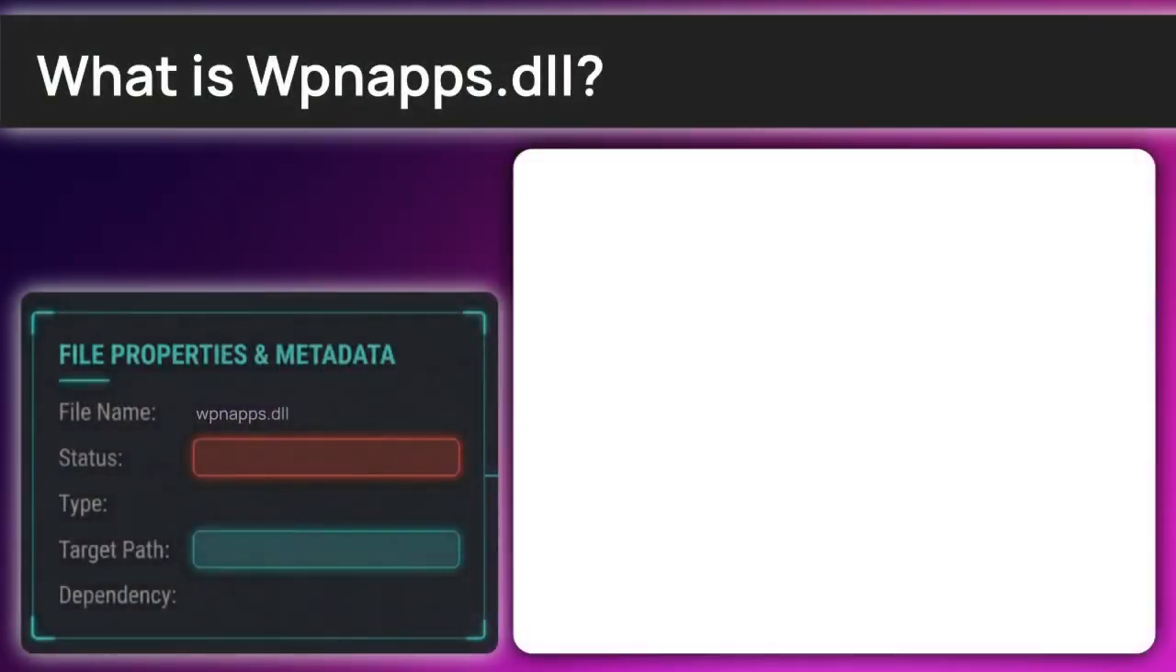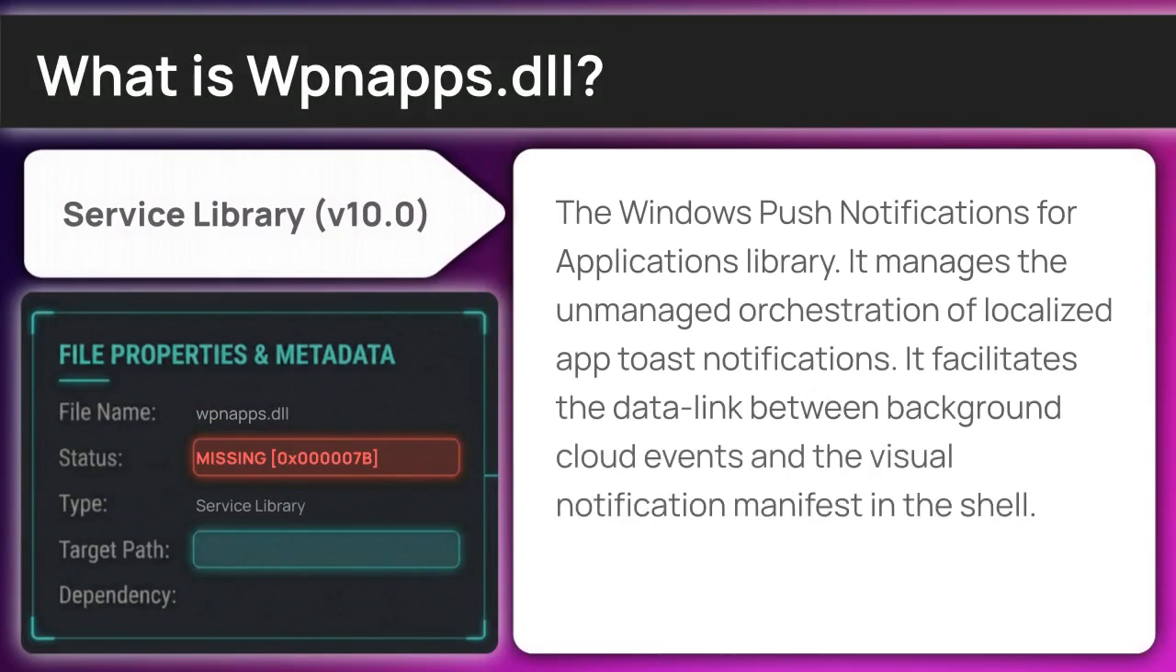This is the Wpnapps library, the Windows push notifications for applications library. It manages the unmanaged orchestration of localized app host notifications. It facilitates the data link between background cloud events and the visual notification manifest in the shell. Understanding the file's role is a great start. Now let's look at replacing it.